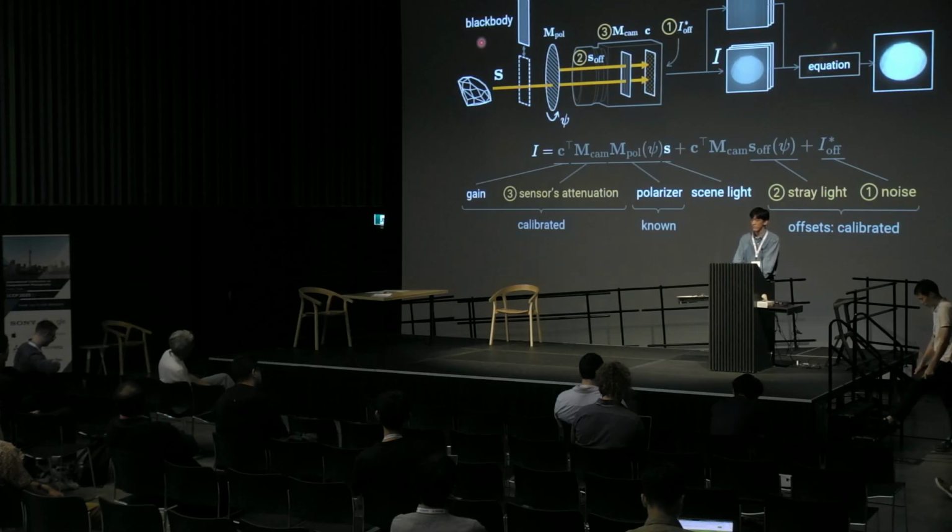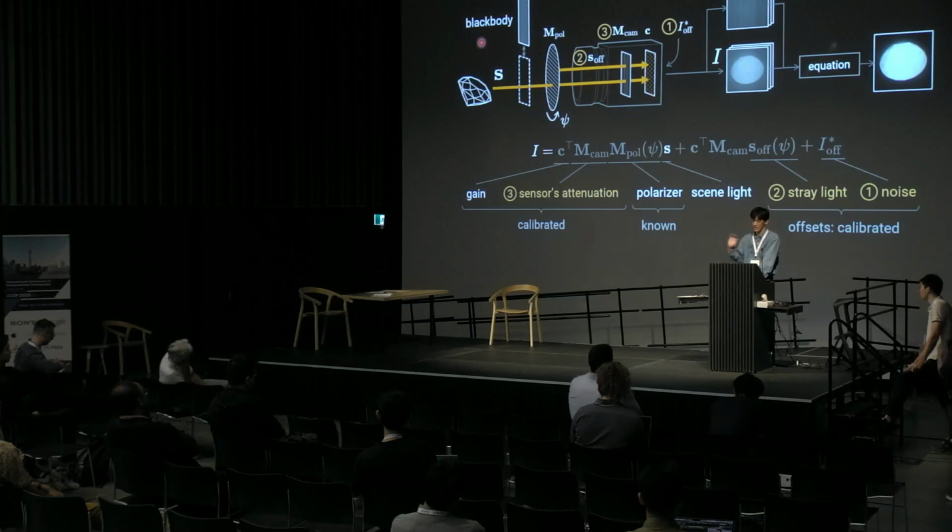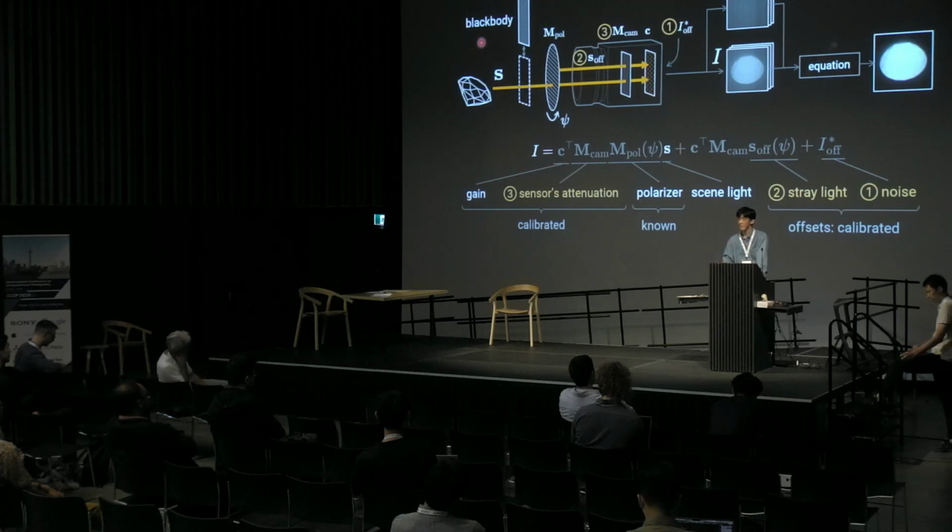In the thermal infrared spectrum, we can ignore the subsurface scattering because light is attenuated by the medium of the object. So we only consider the specular reflection and emission. Okay, yeah, sounds good. Thank you.